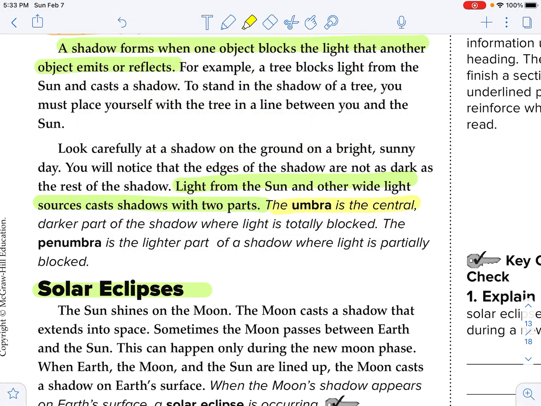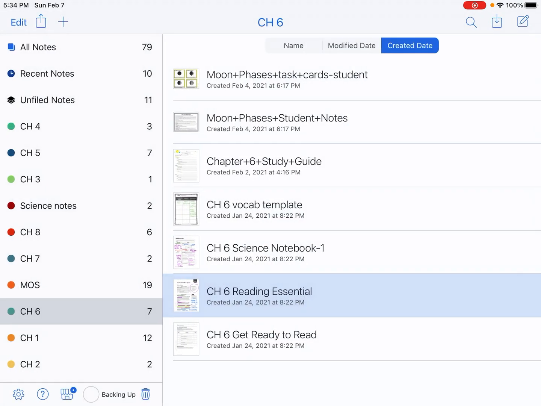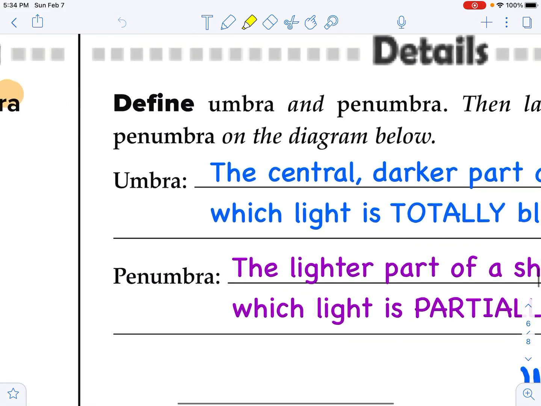Okay, so we have a vocab word here. The umbra is the central, darker part of a shadow where light is totally blocked. The penumbra is the lighter part of a shadow where light is partially blocked. So knowing these parts of the shadow are going to be really helpful when we go to talk about eclipses, okay? All right, so let's go ahead and do our notebook for this section.